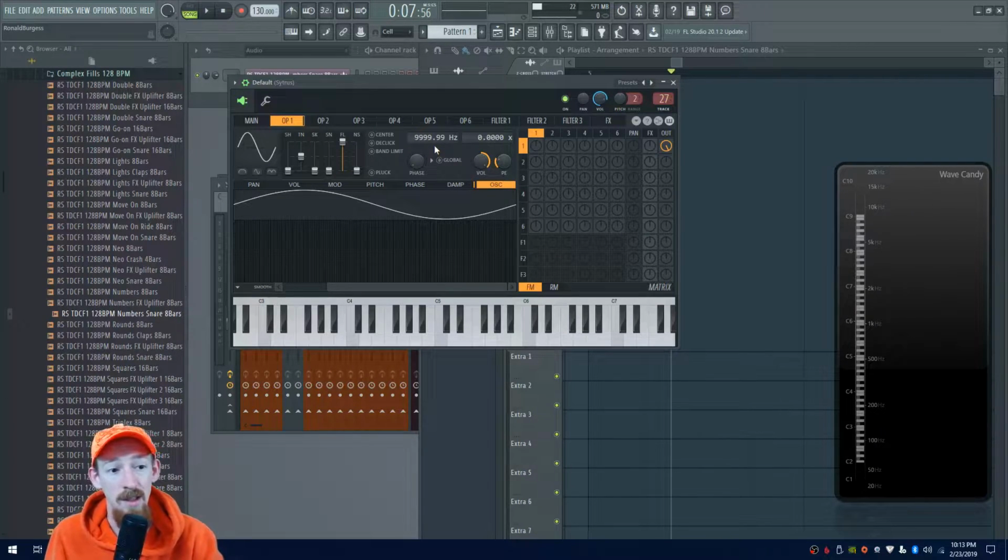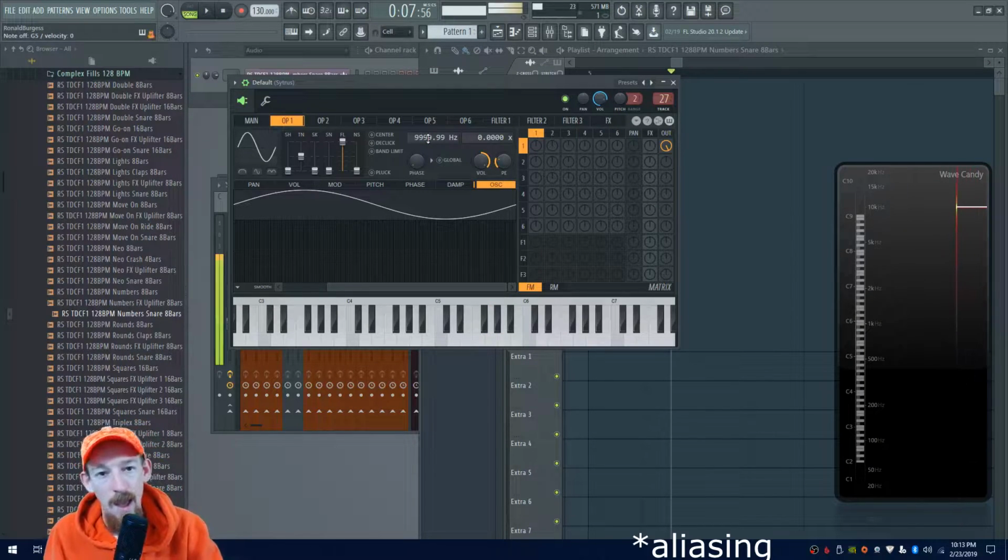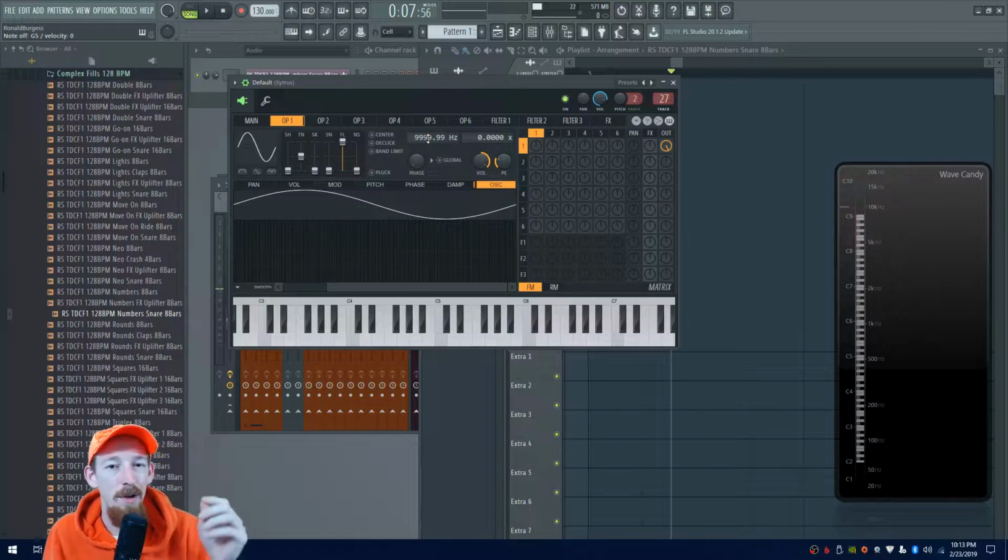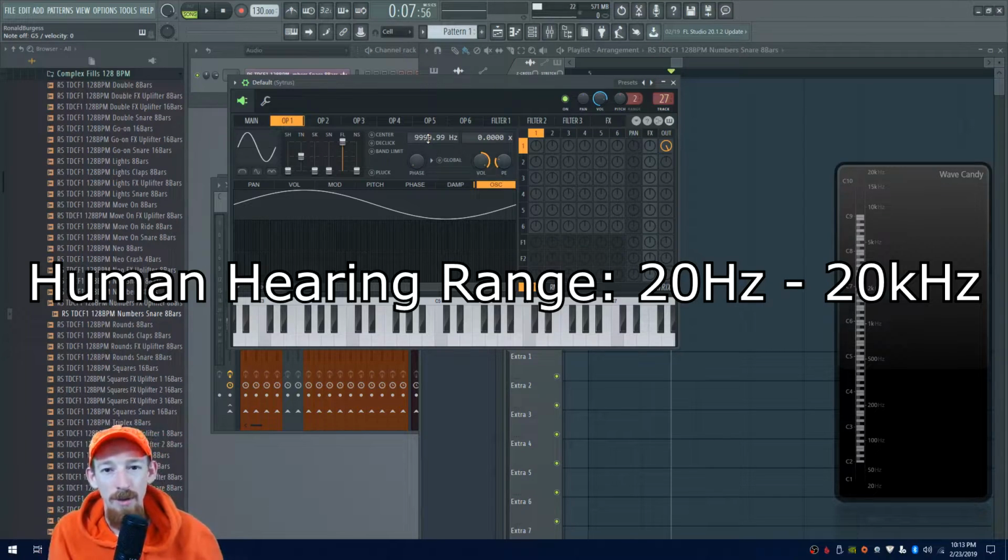And this is not unique to hertz. Kilo is just a general thing that works with units. So you could say like 20 kilometers and everyone knows, oh, that's 20,000 meters. That's what it means. So here I've got a really high frequency. It's quite ear splitting. Most people can actually hear up to around 18K. You'll hear the standard range of 20 hertz to 20,000 hertz.